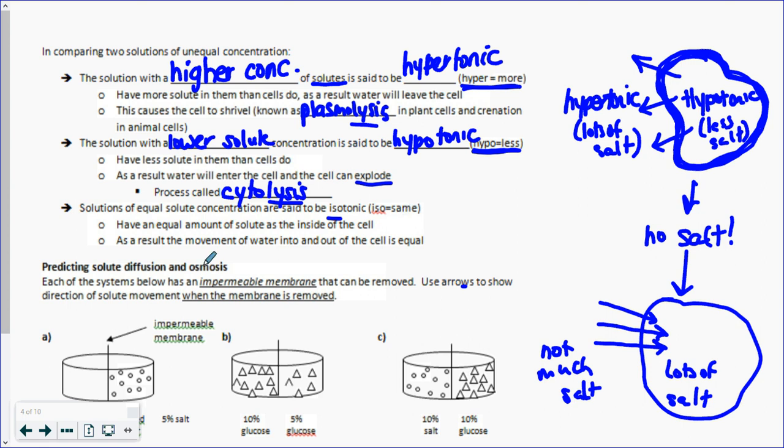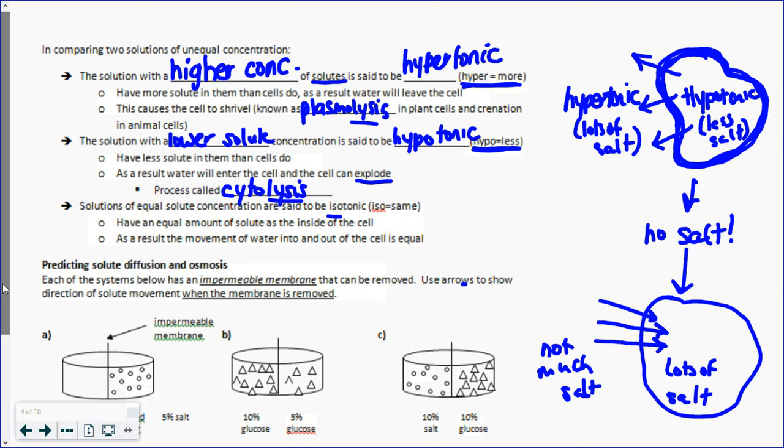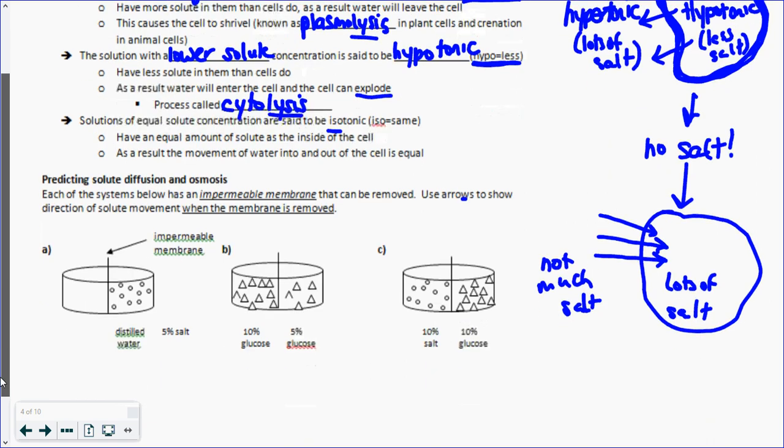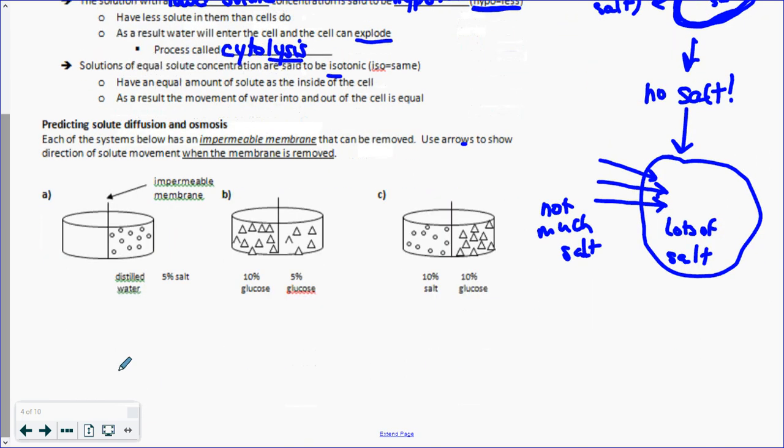So, predicting solute diffusion and osmosis. Each of the systems below has an impermeable membrane that can be removed. So we have a big tub and it's got something in between it that's separating it.